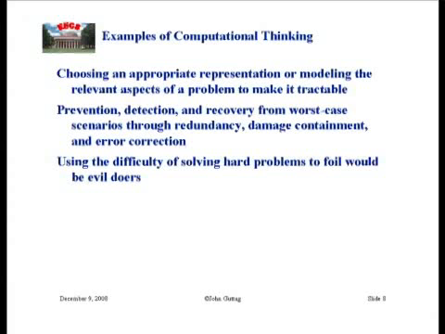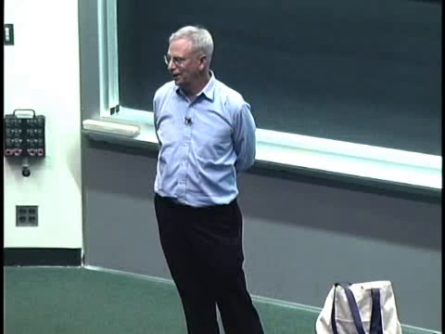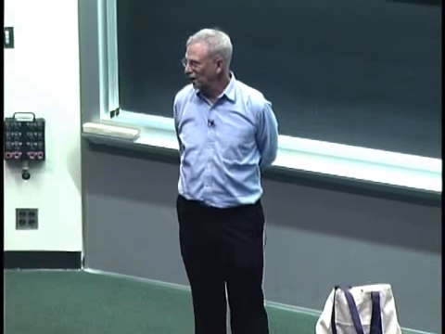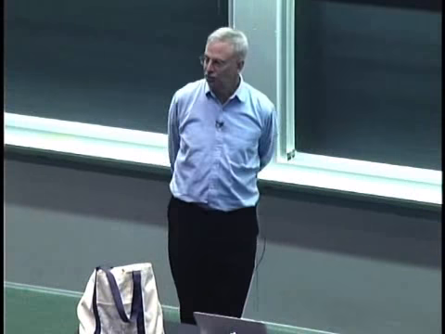So some other examples: choosing an appropriate representation, modeling the relevant abstractions of a problem to make it tractable. And this is the essence of abstraction that computer scientists learn, which is how to figure out what's relevant and ignore what is irrelevant or less relevant. It's to focus on the important things. That's an enormous skill in not only computing but in life.